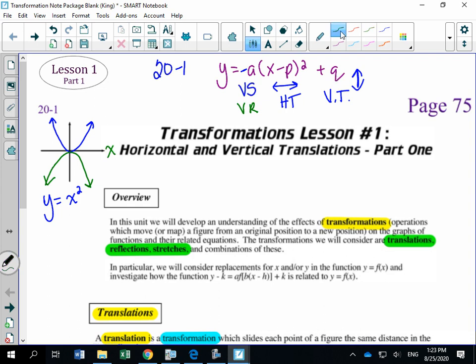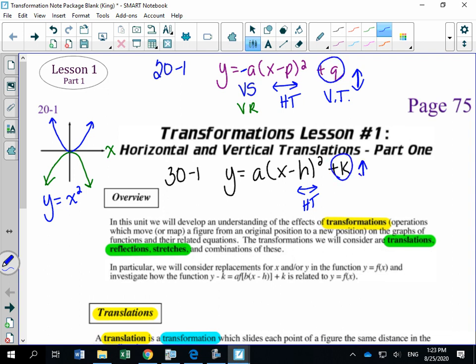Here's what it's going to change to in 30-1. In 30-1, it is going to be y is equal to a, open bracket, x minus h, close bracket squared, plus k. So in 30-1, we change some letters. Instead of p, we use h. That doesn't change anything. That is still your left-right move, which is your horizontal translation. And instead of the q value, we now use a k value. That's an up-down move, and that is a vertical translation. The a value does not change. That's your vertical stretch. If a is negative, it's a vertical reflection.